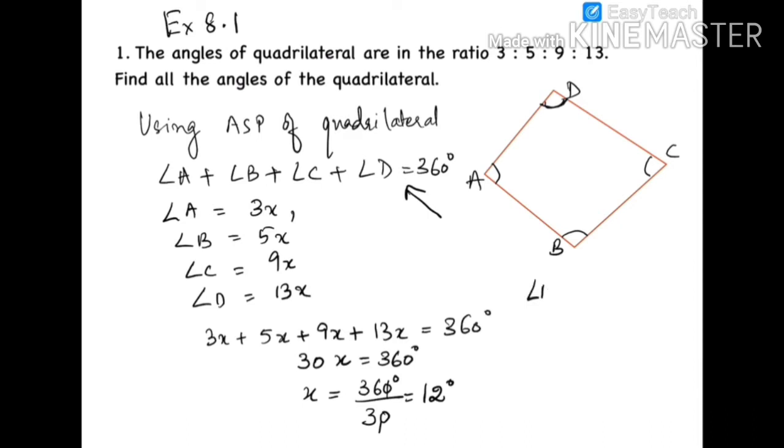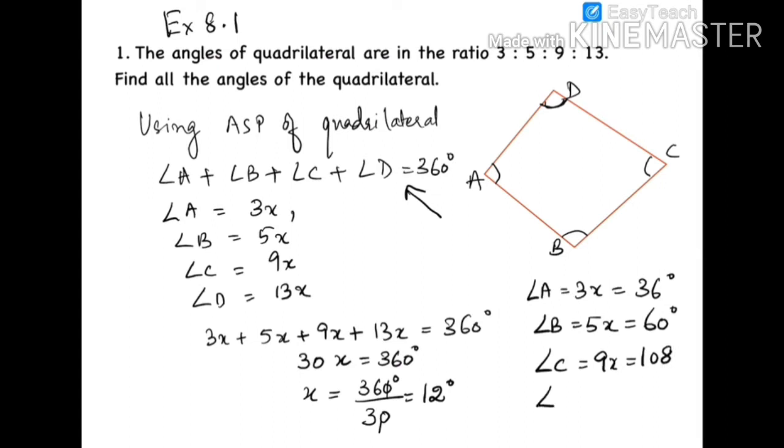So angle A is 3 times x, that is 36 degrees. Angle B is equal to 5 times x, which is equal to 60 degrees. Angle C is 9 times x, which is equal to 108. Angle D is 13x, and that will be 156. You can verify your result by adding these angles and see that the sum is 360 degrees.